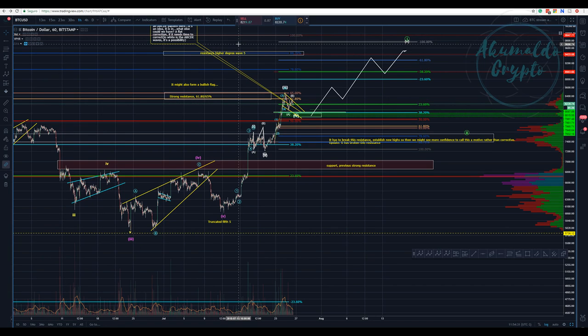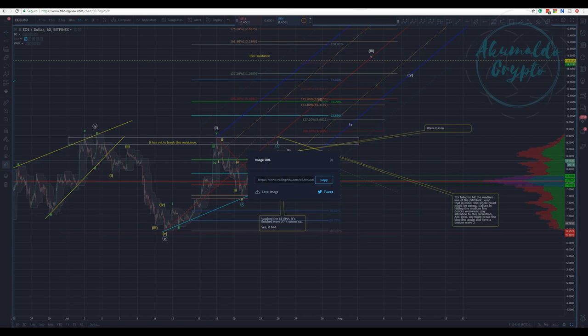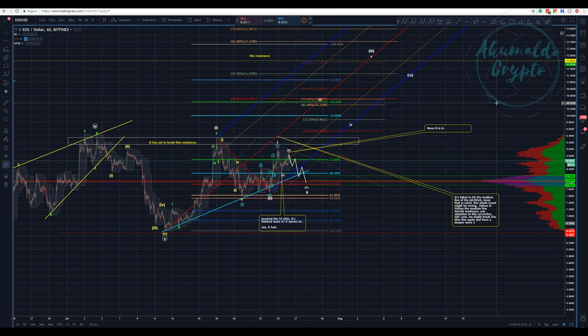Because I have also EOS, I have time here to analyze other charts. I have an EOS idea here that is nice. If you guys want to see the EOS, it's here. EOS is clear as it can be clear. Okay, this is my EOS chart.